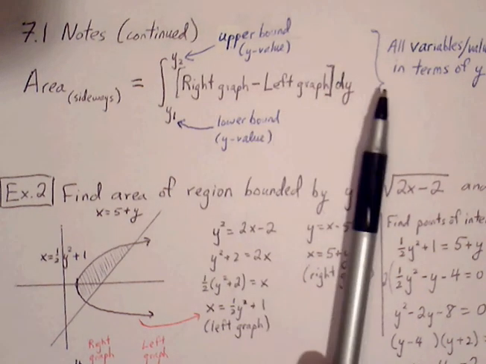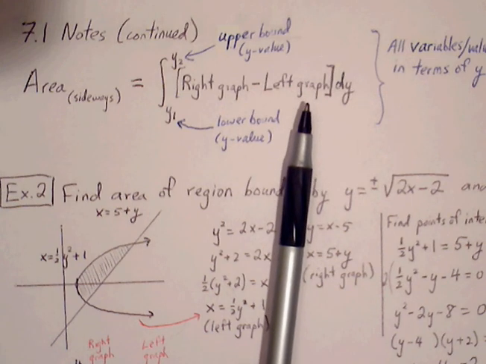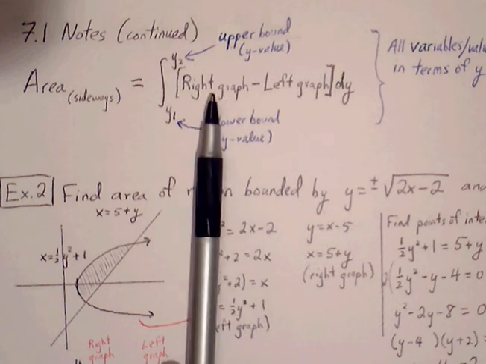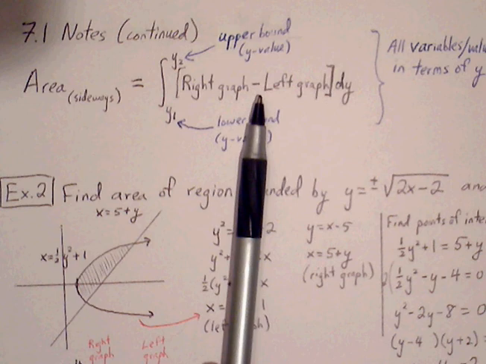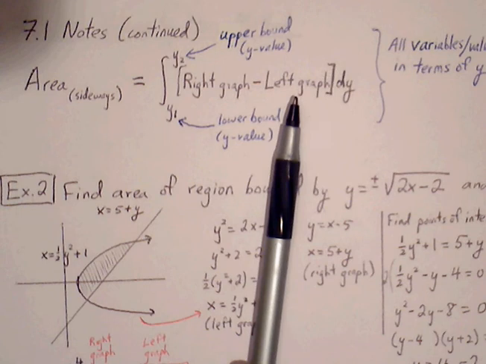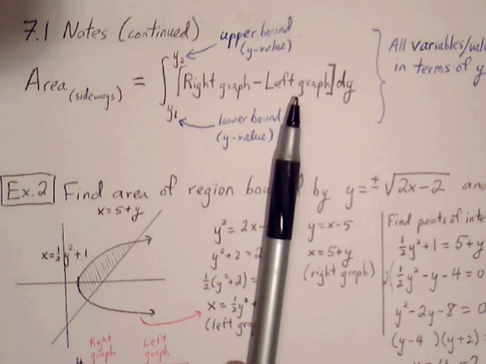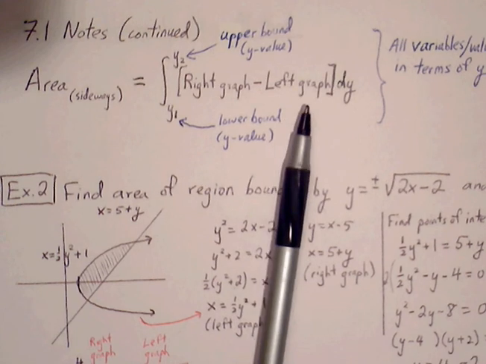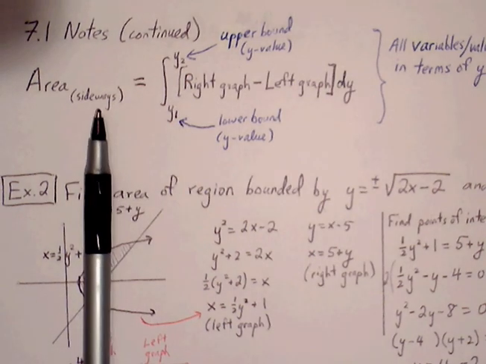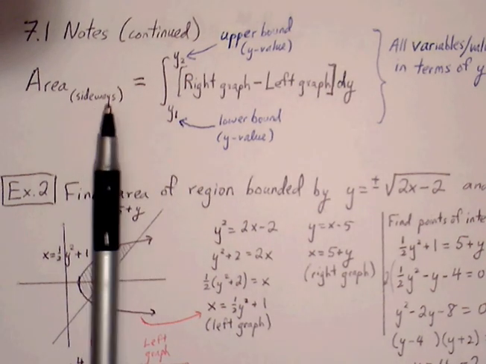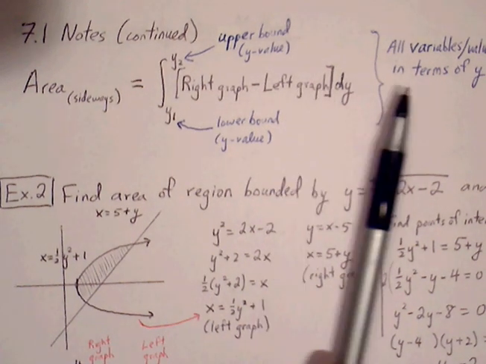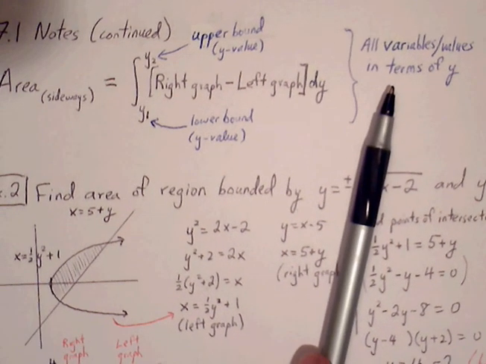And so rather than looking for a top curve and a bottom curve, we are now trying to identify the right graph or the right curve and the left curve or the left graph. And now, rather than trying to identify our left and our right bounds, our bounds will be in terms of y values, so we're looking for our lower bound and our upper bound. So we're basically just taking that area formula and flipping it on its side. Rather than top minus bottom, we're now doing right minus left. And again, all variables and values have to be in terms of y.